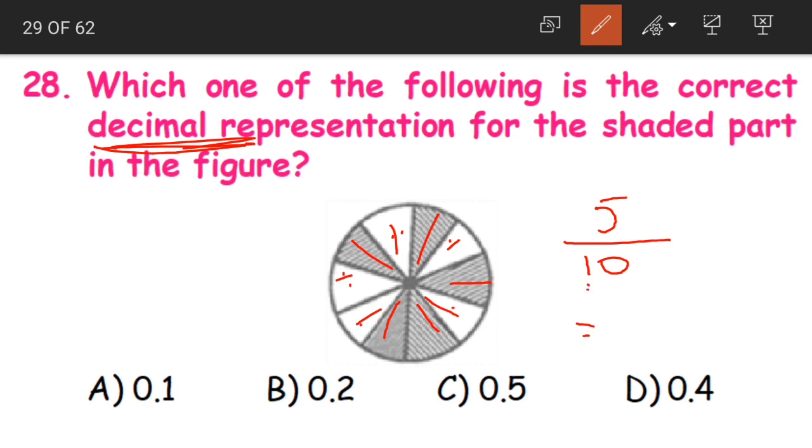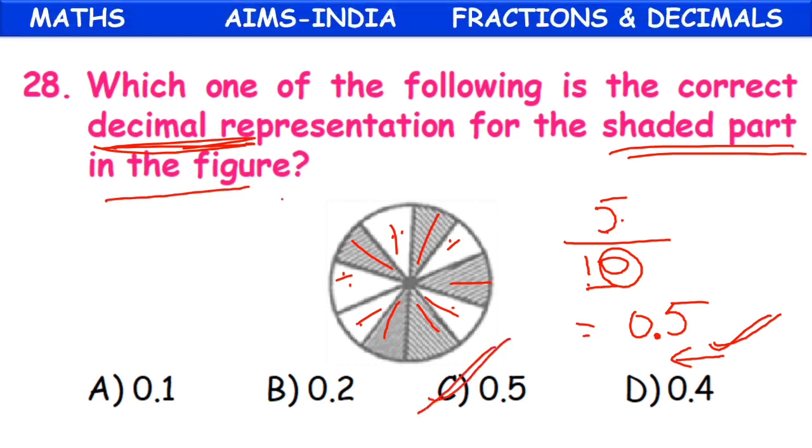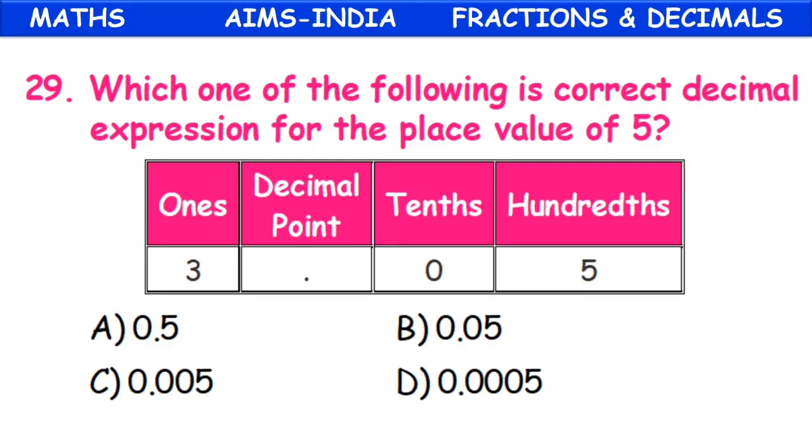Here the denominator is 10, which is a friendly denominator. In the denominator we have a 2-digit number, but in the numerator we only have a 1-digit number, so we'll write it also as a 2-digit number. 5 will be written as 05, and here in 10 we are having 10, so after 1 digit from the right we'll place our decimal point. 0.5 is the decimal representation for the shaded part in the following figure. Option C becomes our correct answer.